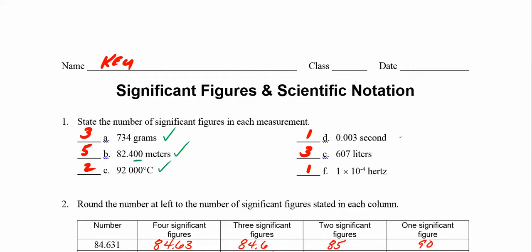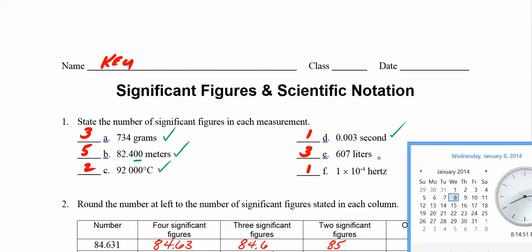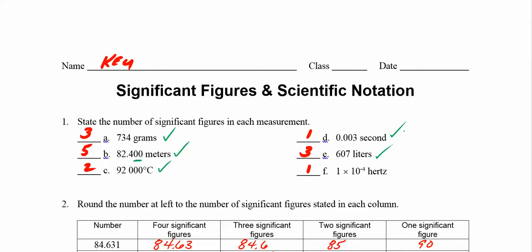Let's look at D. We've got 0.003 seconds. Remember that leading zeros never count, whether there's a decimal or not, doesn't matter. There's only one significant digit in that number. Let's look at E. We have 607 liters. Trap zeros always count, so we've got three significant digits in that number.